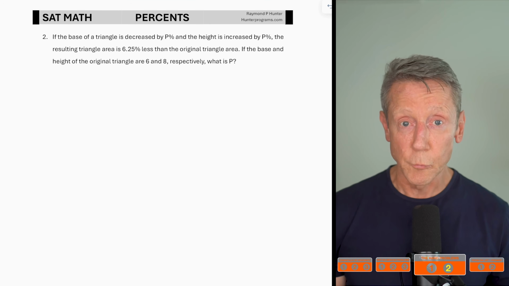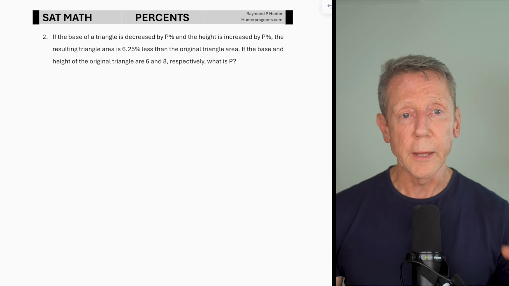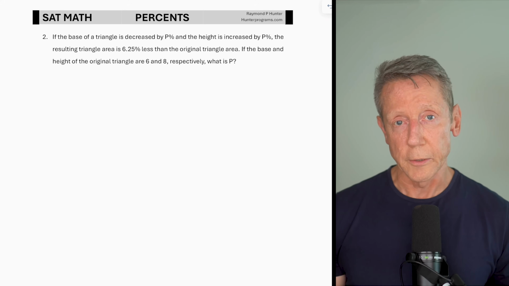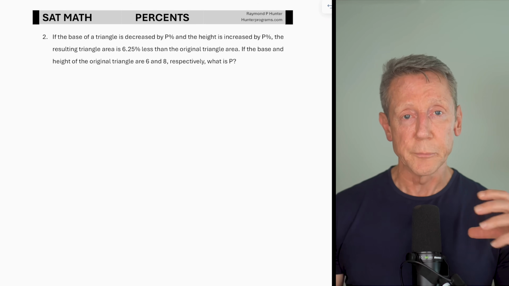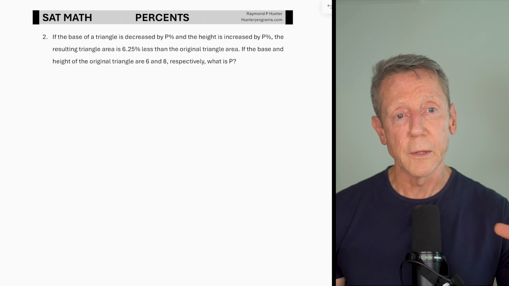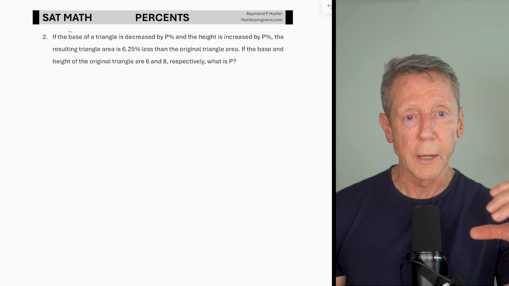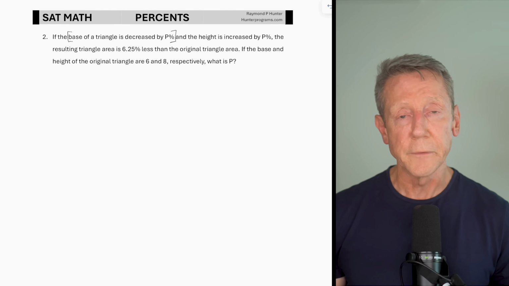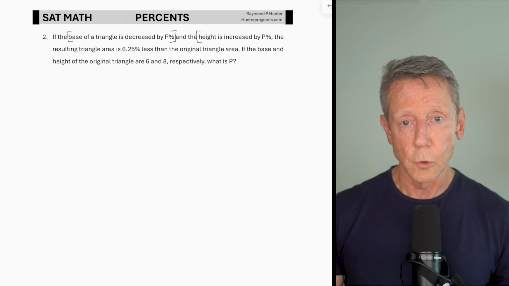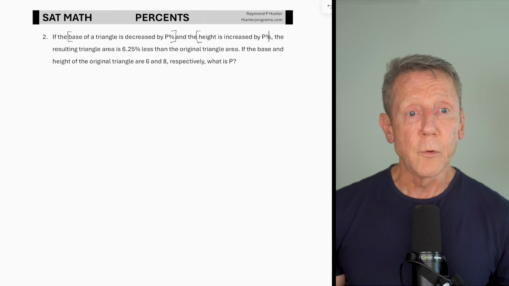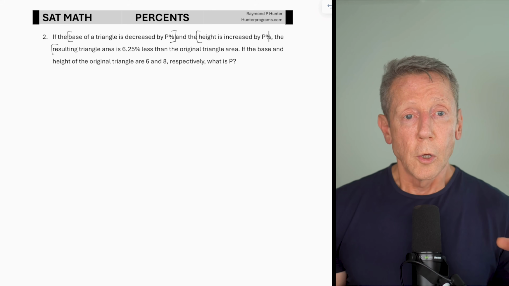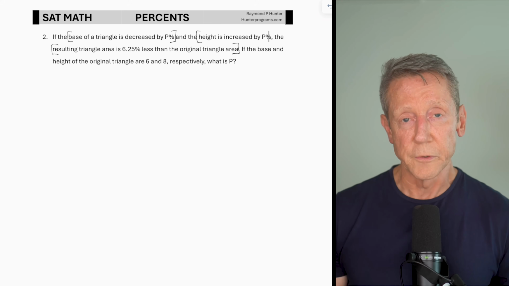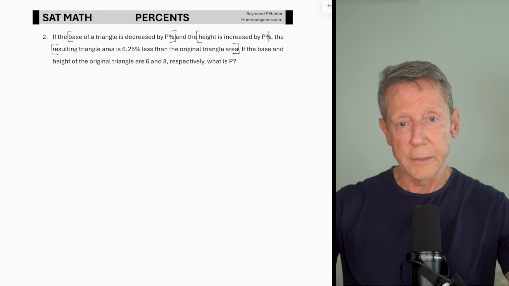It is. As I'm reading through the second problem, I'm seeing that we have some lengths and an area of a triangle that are going to be increased or decreased. And so what I'm going to do is square bracket these percent changes. The first one comes at if the base, so open square bracket, and we're going to close that at the end of P%. And as we read a little further, we see the height. So we're going to open square bracket there and close the square bracket at that P%. And we have the resulting triangle area. So open square bracket at that triangle area and close it at the end of the original triangle area. Somehow we've got to create an equation here, of course.